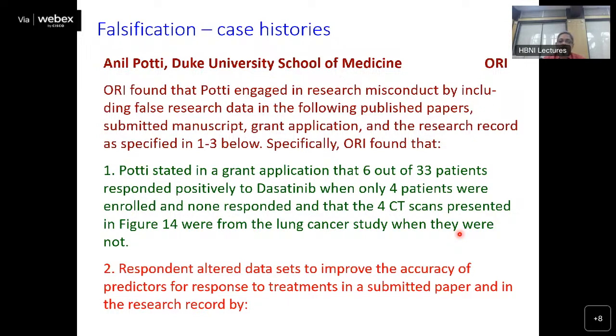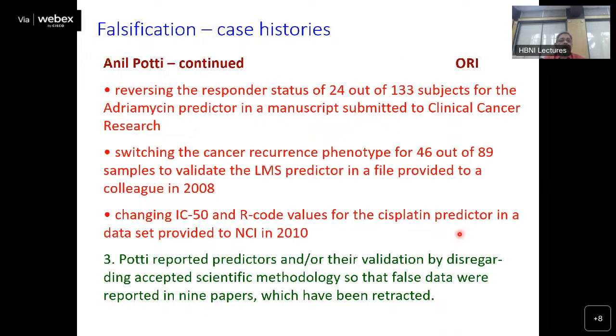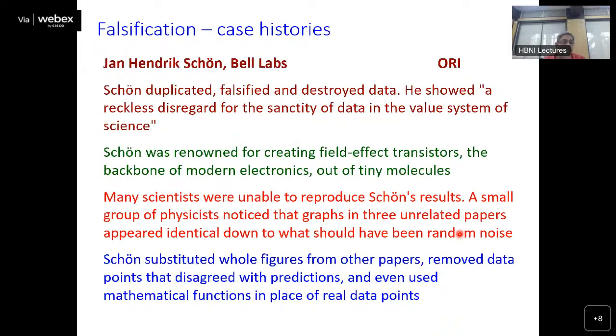And then he got 4 CT scans which are presented, and nobody knows where he got those 4 CT scans from. And this person altered data sets to improve the accuracy of the predictors for response to treatments, and he submitted this as a paper. And then these are all markers which people in cancer research will be more interested in. So ultimately he said, look, I have done work on so many subjects or so many data points when there were none at all, okay? And so this was totally false data. And finally they had to be retracted, and he was asked to go.